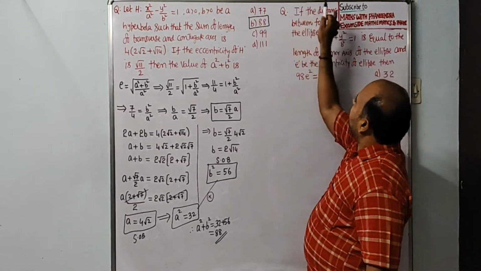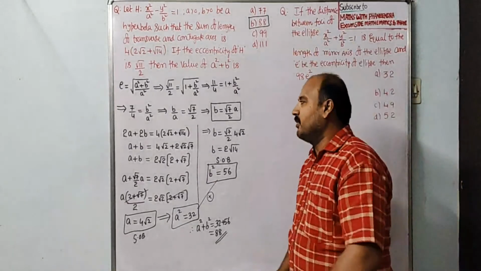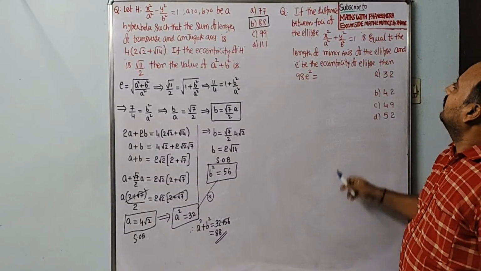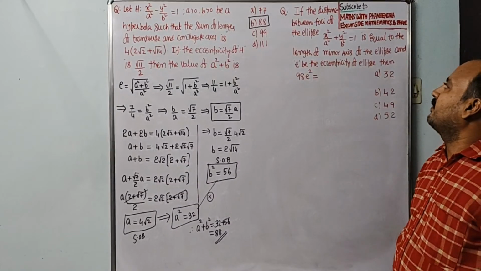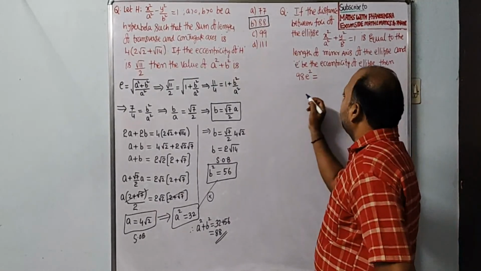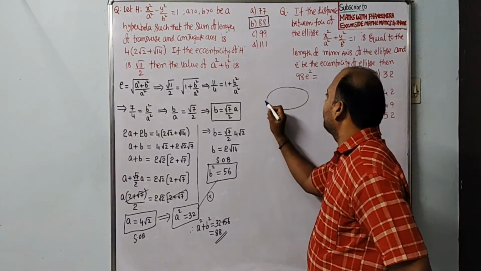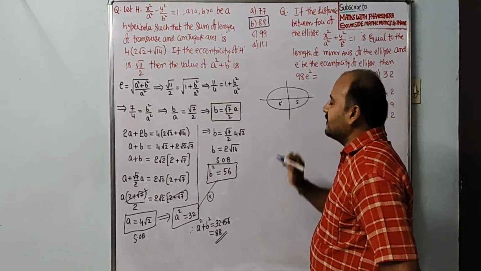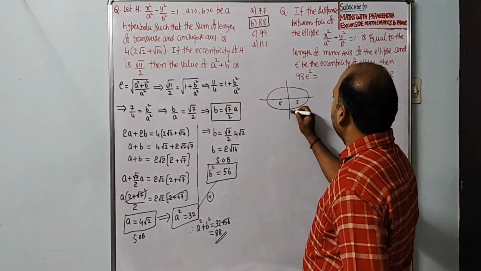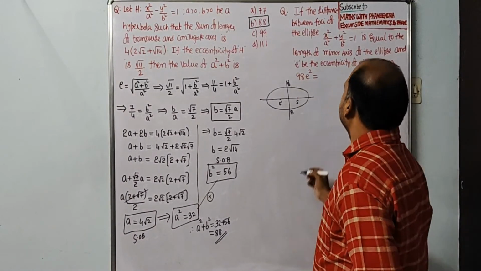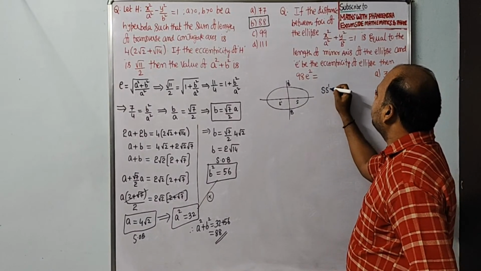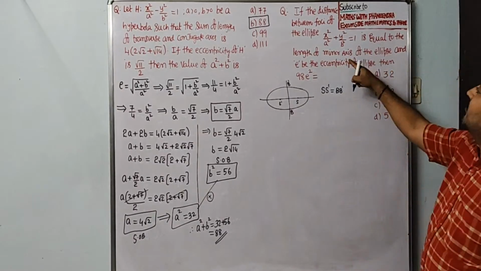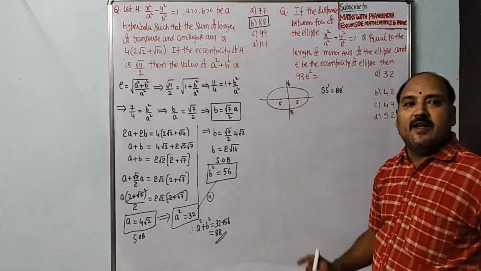Next question here. I think everyone has copied now? Okay. If the distance between foci of the ellipse is equal to the length of minor axis. See, this is the figure of the ellipse. Distance between foci, that means S and S dash, is equal to the length of minor axis, given S dash equal to B dash. Minor axis means B dash, dear students.